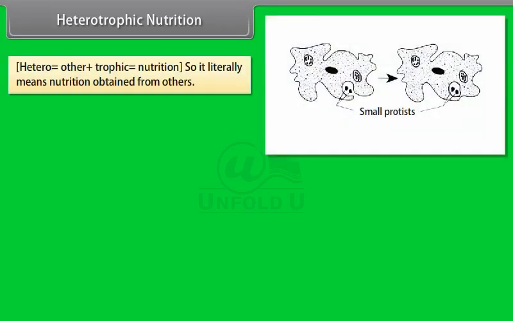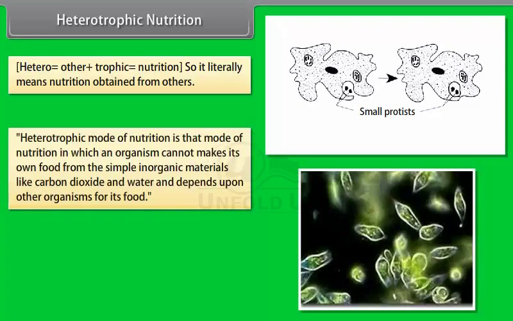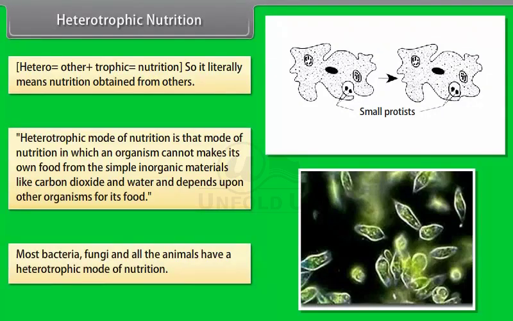Heterotrophic nutrition. Hetero means other, trophic means nutrition, so it literally means nutrition obtained from others. A heterotrophic mode of nutrition is that mode of nutrition in which an organism cannot make its own food from simple inorganic materials like carbon dioxide and water, and depends upon other organisms for its food. Most bacteria, fungi, and all animals have a heterotrophic mode of nutrition.